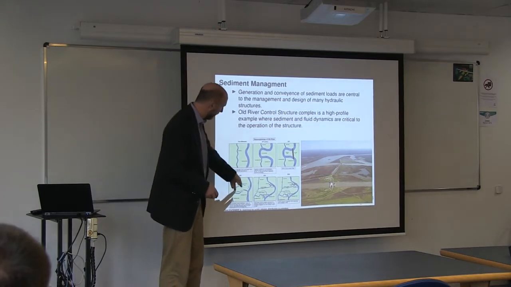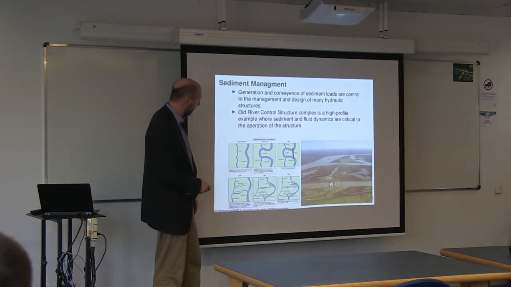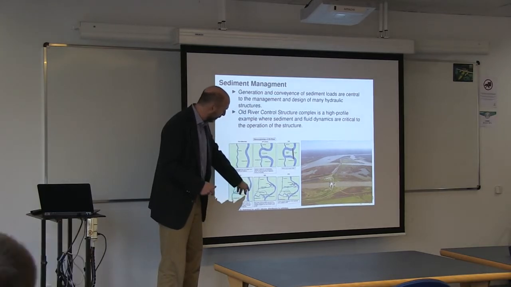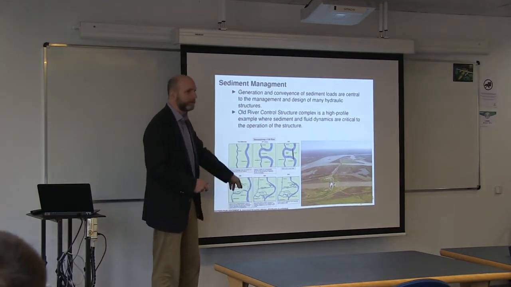So the first thing it did was it cut off the upper part of the old oxbow. But then, at certain times of the year, flows started going down the Atchafalaya in addition to the Mississippi.